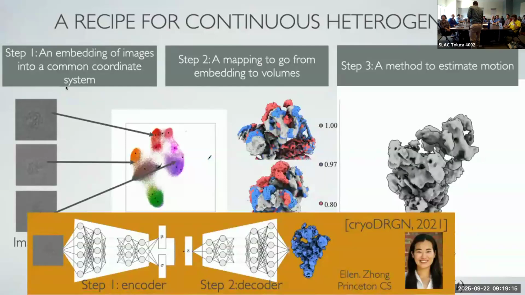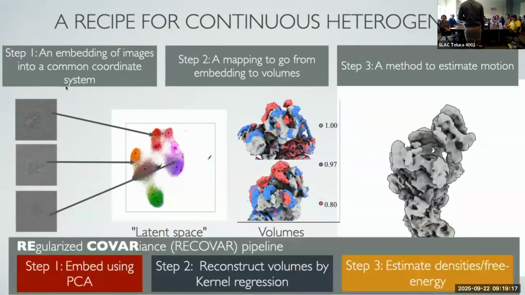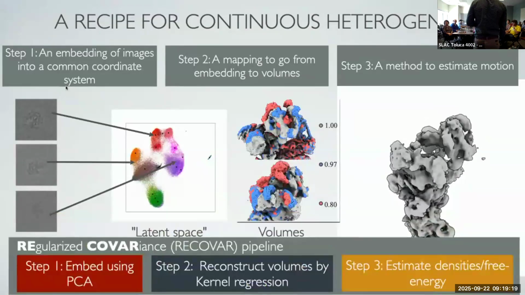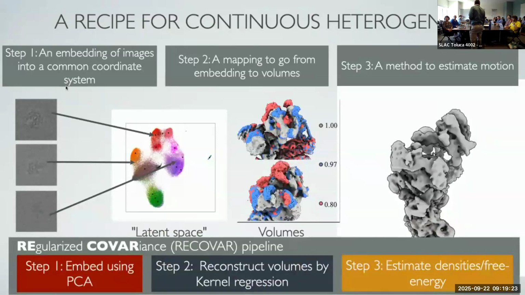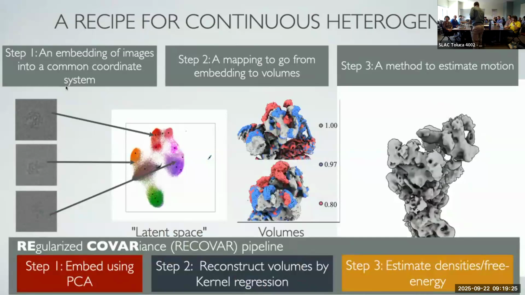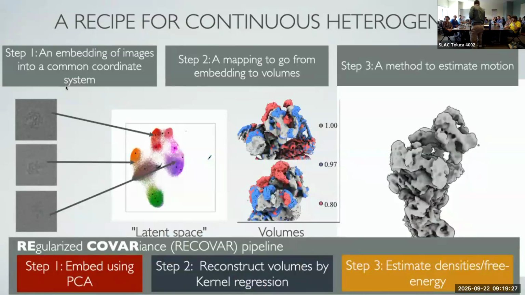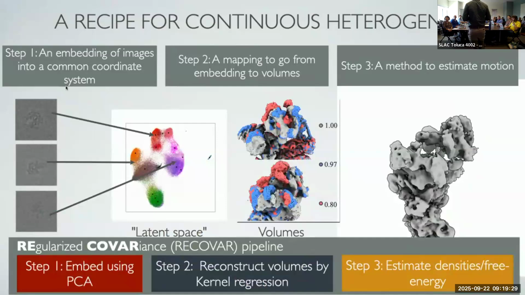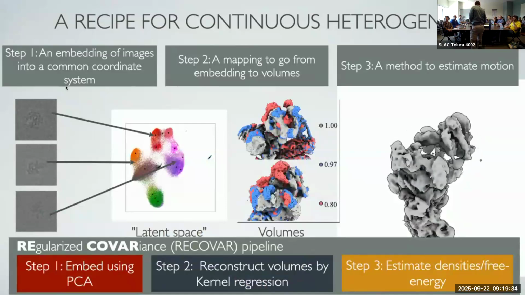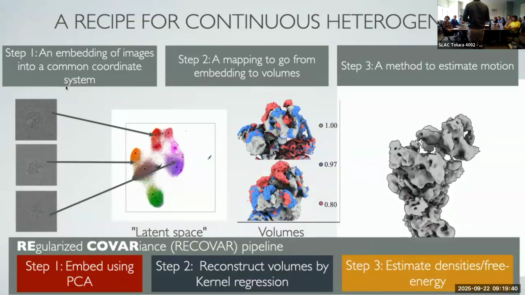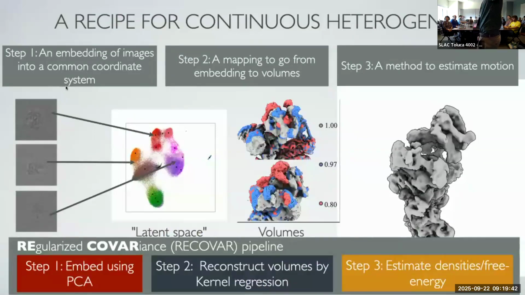So I'm going to talk mostly about the pipeline that Amit and I developed, which is not based on deep learning, but is based on statistical methods and modern applied math methods. I'm going to go through all three steps, but I'm really going to focus mostly on the latter two for time constraints.